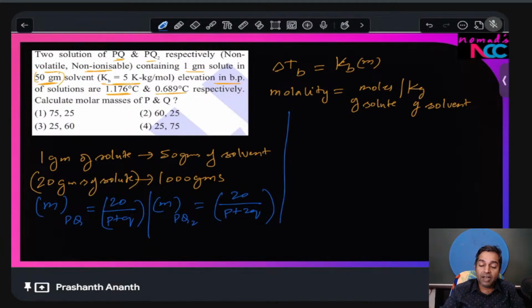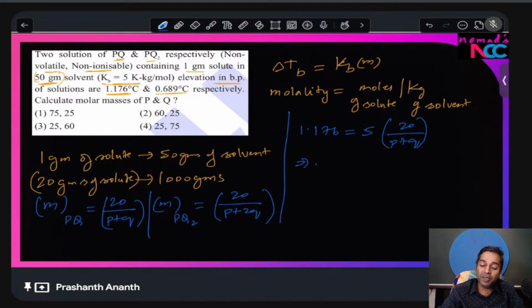In the first case, delta Tb is given as 1.176, which is equal to Kb, given as 5, multiplied by 20 divided by P plus Q. This is a very nice cutesy value which has been given here. Not really that cute, it becomes very irritating eventually. Why? Simply because the 100 is not going to be multiplied by that; it is in a divided state, so it's not going to be proper here.